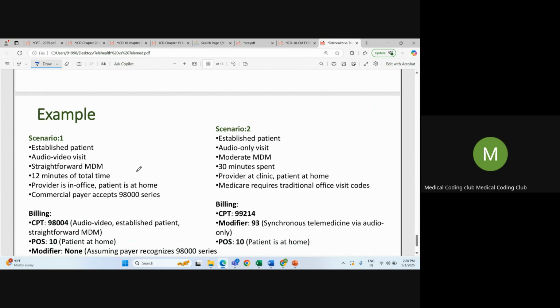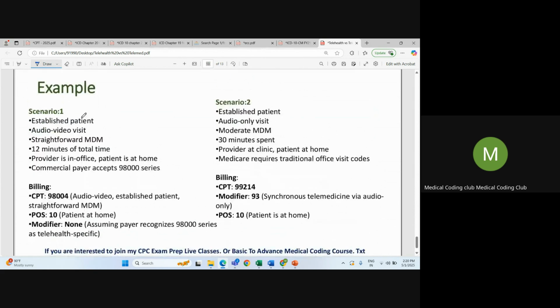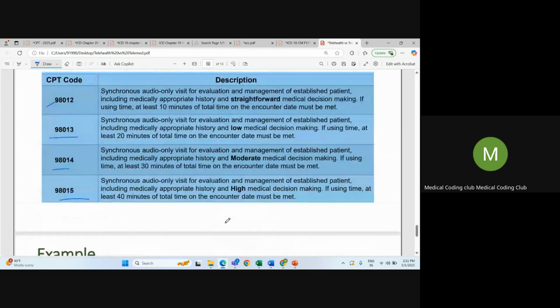One example we'll see. So see here, scenario 1: the patient is an established patient and has taken both audio plus video. The total work they have performed is straightforward MDM, 12 minutes of total time. Total 12 minutes they have spent. The provider is in the office, the patient is at home. And the payer is a commercial payer. So easy, you are going to bill an established patient.